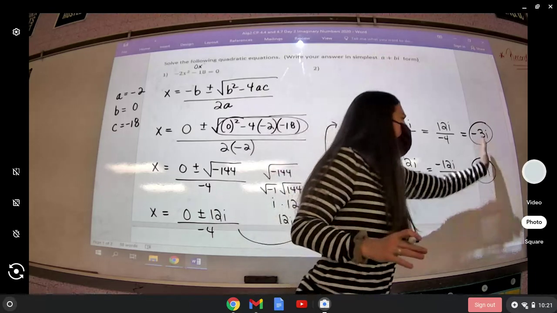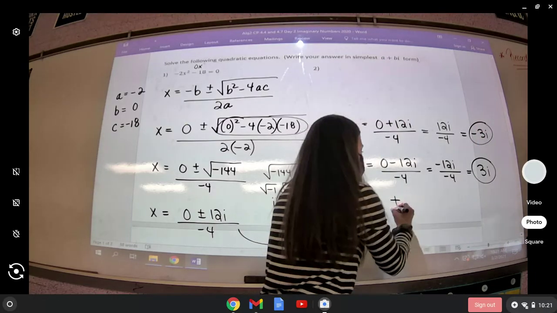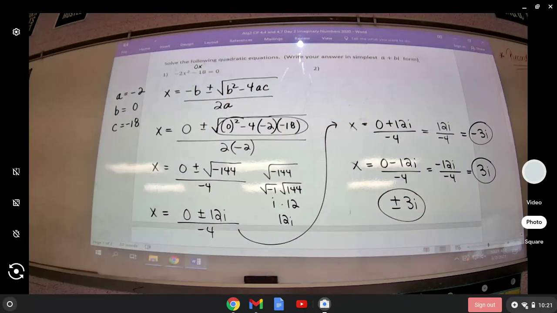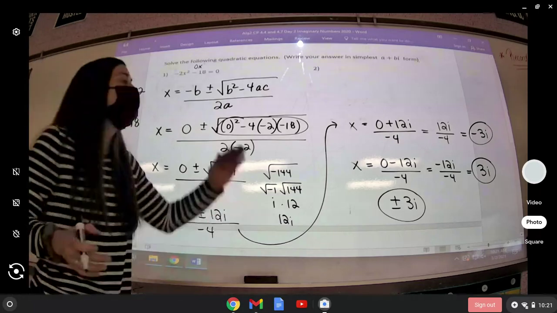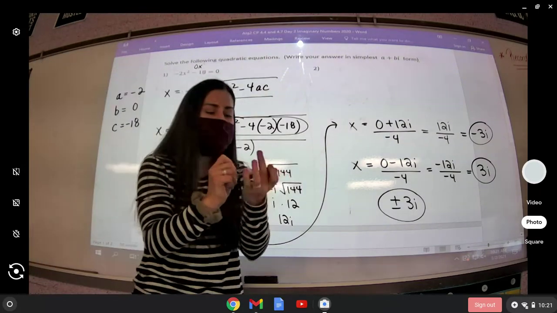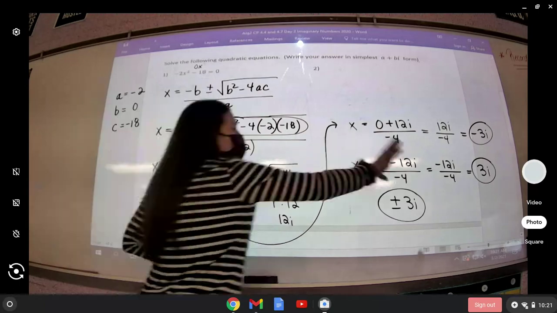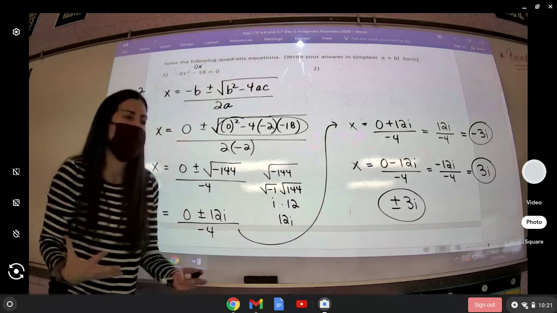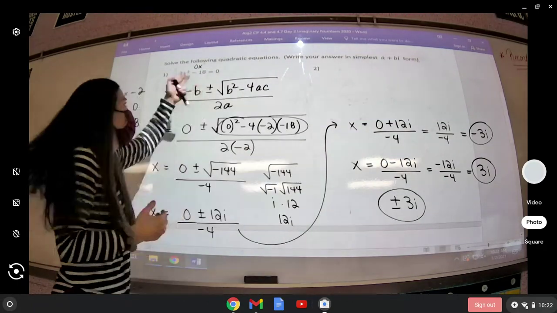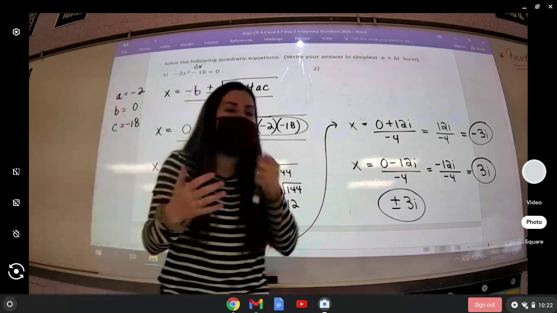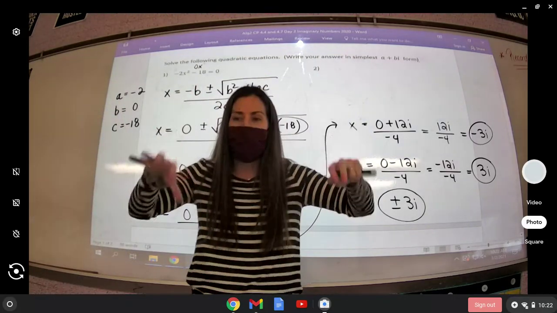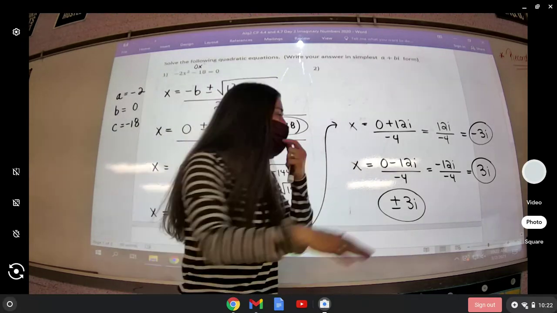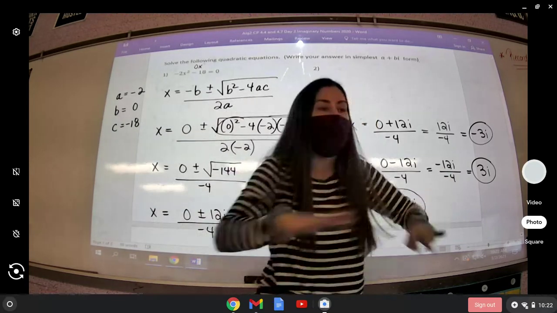So you could write your answer separate like this, or you could say my answers are plus or minus 3i, and you can write them as a combined solution. But those are the 2 numbers that will make this equation true. So guys, what does it mean? It means that the only numbers you could ever plug in for x to make this equation equal 0 are not real numbers. Only imaginary numbers are going to make this equation equal 0. It means that it does not have any real x-intercepts. This is definitely going to be the graph of a parabola that doesn't cross the x-axis, because the x values that make it equal 0 aren't real.